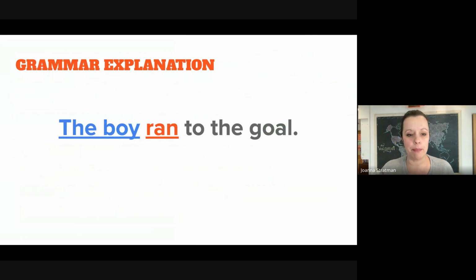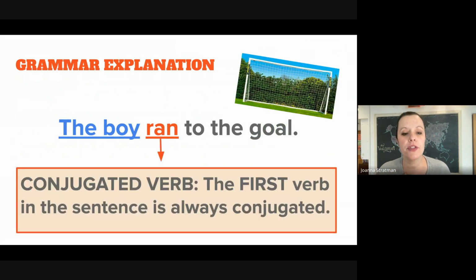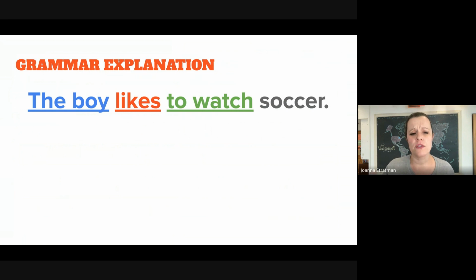Here is another example. The boy ran to the goal. Here, ran is the conjugated verb because it is the first and only verb in the sentence. We always conjugate the first verb to fit the subject and the time. Now, sometimes a sentence has two actions. It has two verbs. And then the situation is a little bit different.